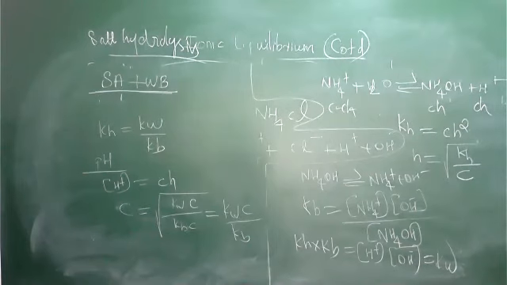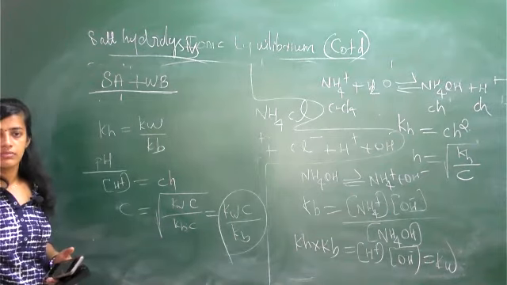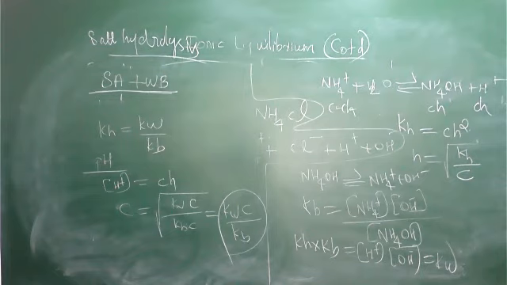In another one, H+ is equal to Kw by... no. Yeah. Okay. So this is the final answer: root of Kw C divided by Kb. Very, very important. Any wrong? Confusion? What about your result?